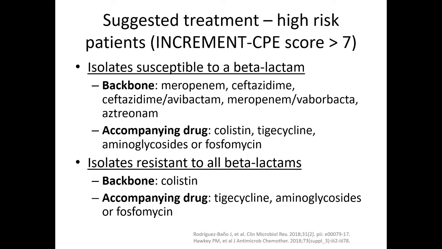According to this study, they have decided that, and those are two articles citing approximately the same studies. One is from Rodriguez-Bano, and the other is the British recommendations for the treatment of carbapenem-resistant Enterobacteriaceae. In those patients with the INCREMENT-CPE score more than 7 and isolates which are susceptible to beta-lactam, they decide on double treatment with a backbone of one of the beta-lactams and a combined drug from colistin, tigecycline, aminoglycoside, or fosfomycin. It depends where the infection is.